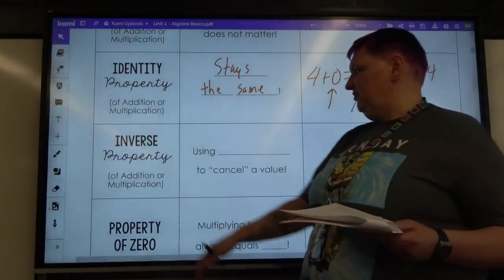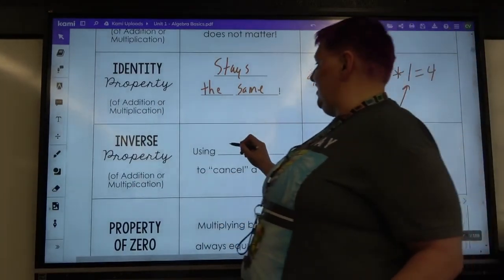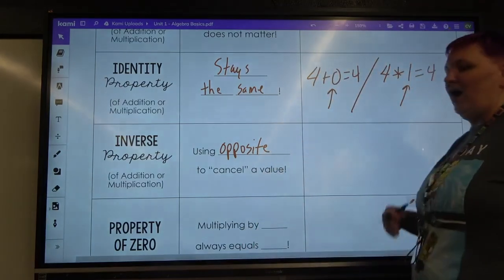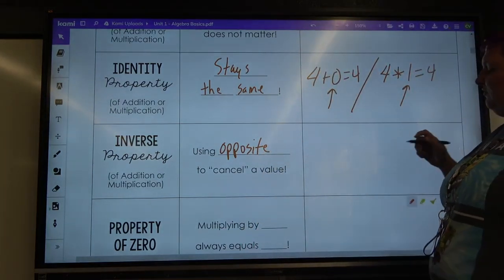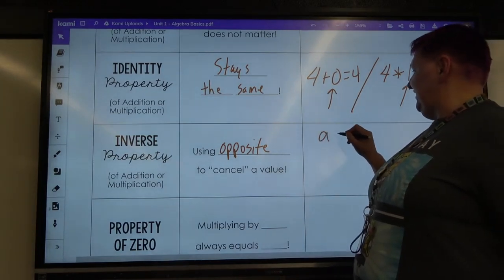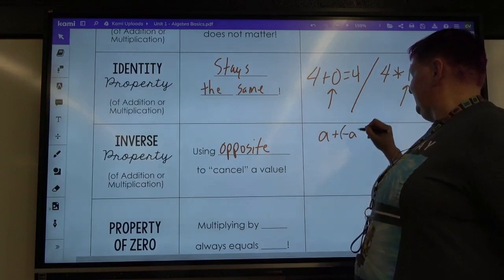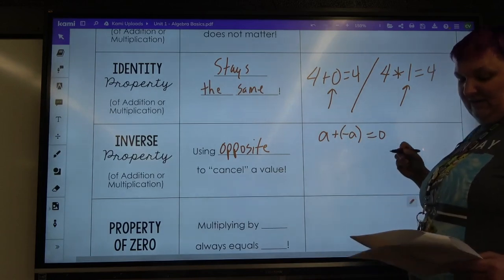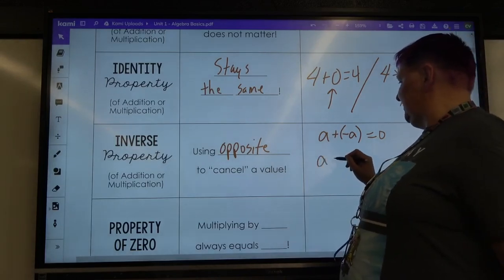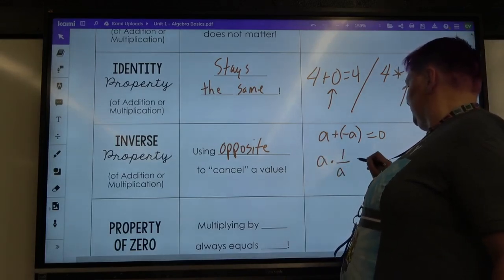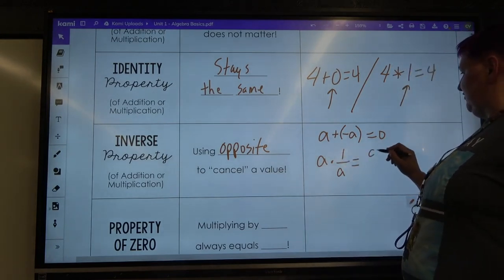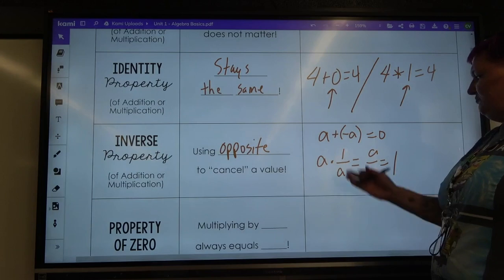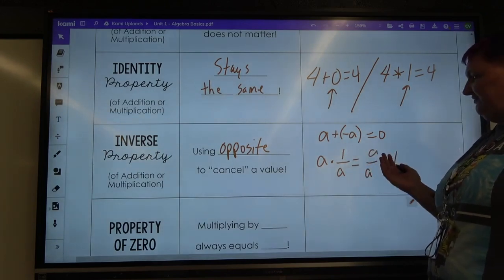Inverse property of addition or multiplication says you can use the opposite of something to cancel the value, right? So if you want to get rid of an A, then you would subtract an A, and that would give you 0, right? If you wanted to get rid of A by multiplication, then you could multiply it by 1 over A, and that would give you A over A, which is 1. Anything over itself is 1, right? So you're basically canceling it out. You're getting rid of it, right?